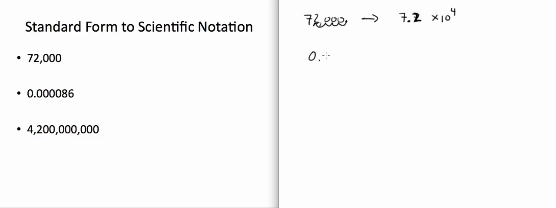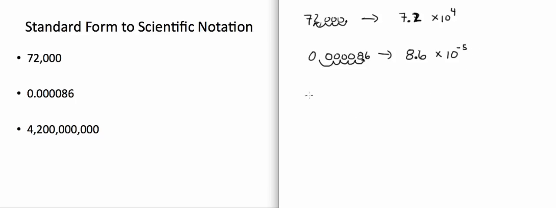Here we have 0.000086. We want that in scientific notation, so we're going to start here and move it 1, 2, 3, 4, 5, so our number becomes 8.6. We'll multiply that by 10. We moved it 5 spots, but because our number was small, our exponent is negative.